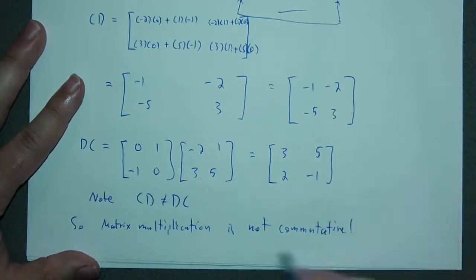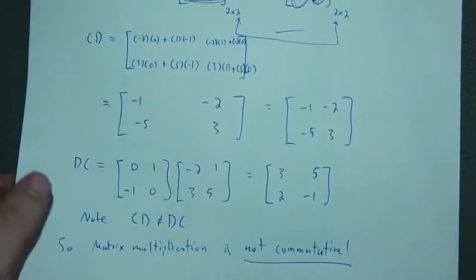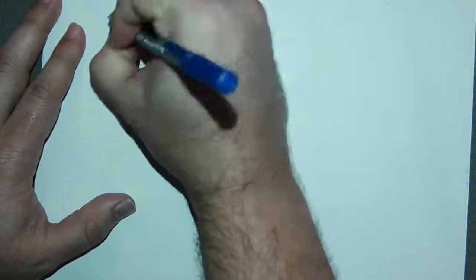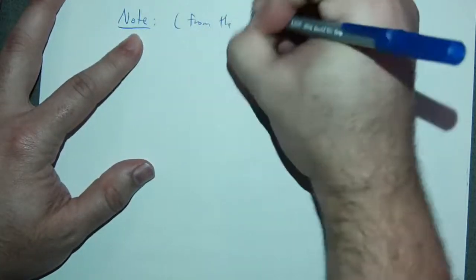Now, I'd already spilled the beans on this, but just to show you a specific example, matrix multiplication is not commutative. A times B is not equal to B times A, even in the event that they're both defined. Note, this is from the homework. I hope I assigned this problem. So from the homework.